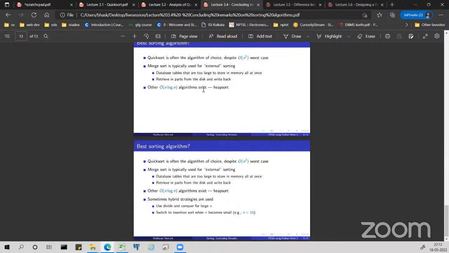Heap sort is there. We will discuss heap sort in subsequent weeks, what is a heap and all. So yeah.